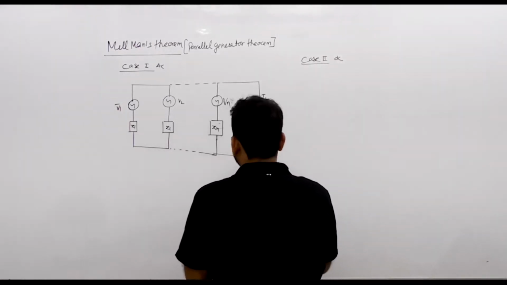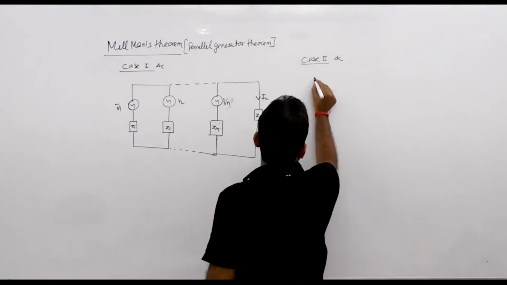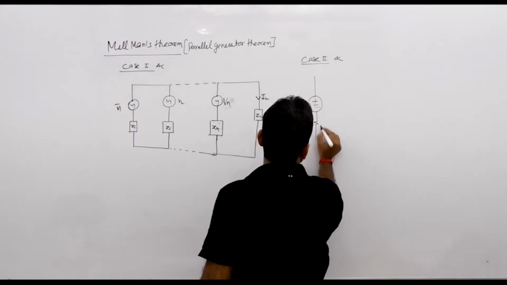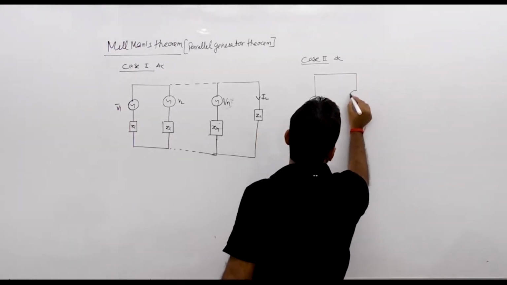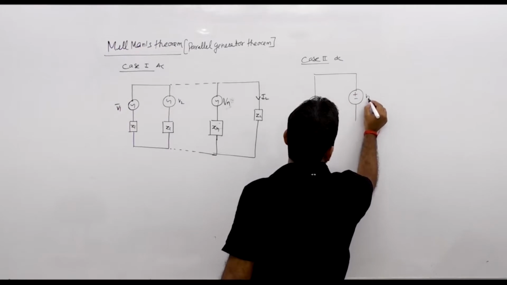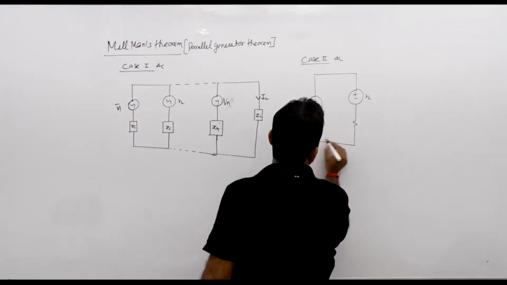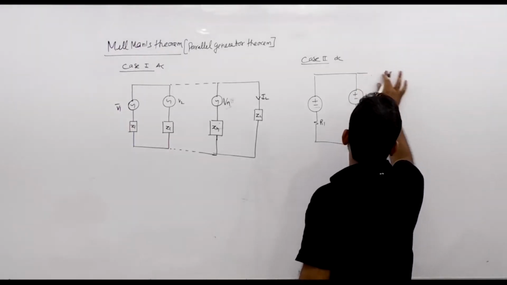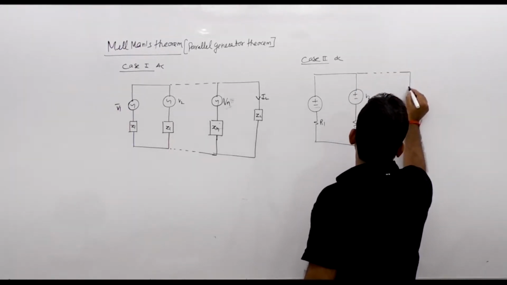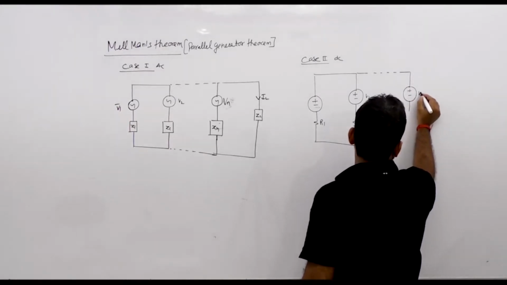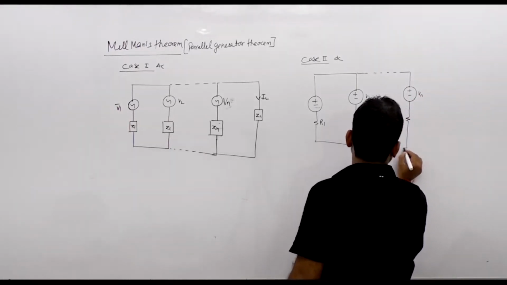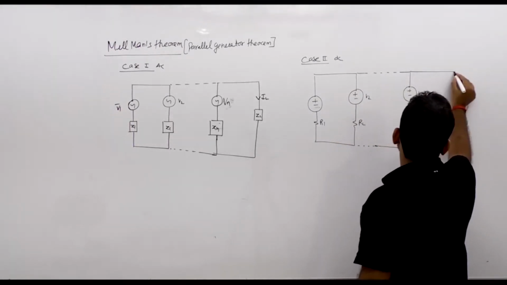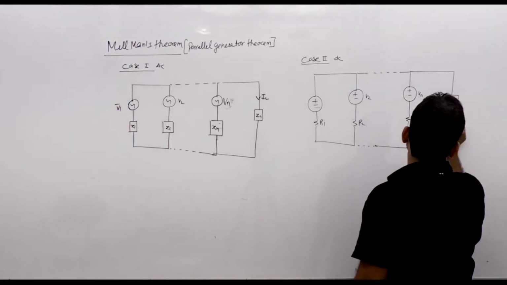So for the DC I will take, it is V1, then R1, V2, R2, and then we will have, it is dash, then we have Vn, then we have Rn, and finally we have load. Finally we have load resistance RL.